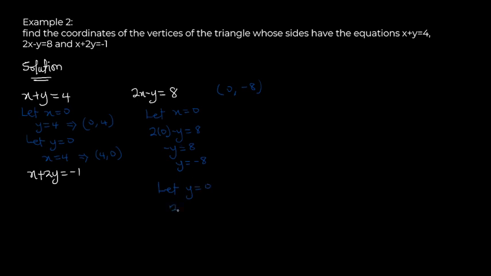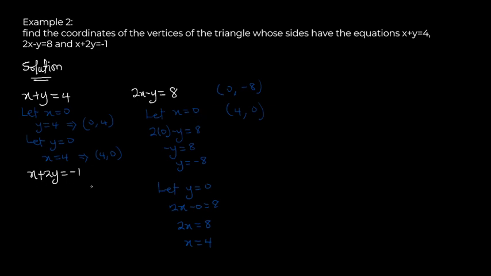If that is the case, we have 2x minus 0 is equal to 8. Therefore, we have 2x is equal to 8, and therefore x will be equal to 4. And so the second point over here will be 4, which is the value of x, and then y, which is 0 over here. So this is the second point we are going to plot for this particular graph.